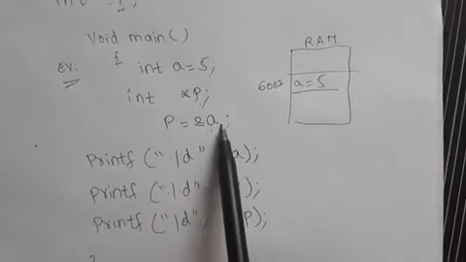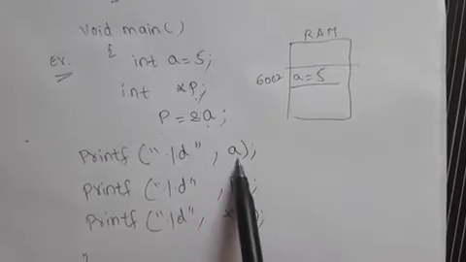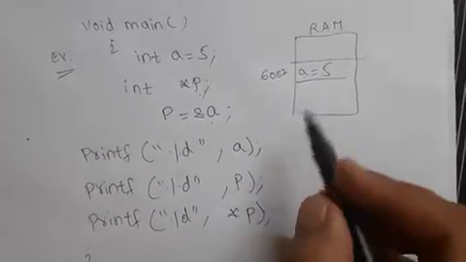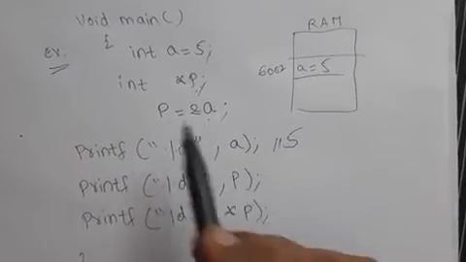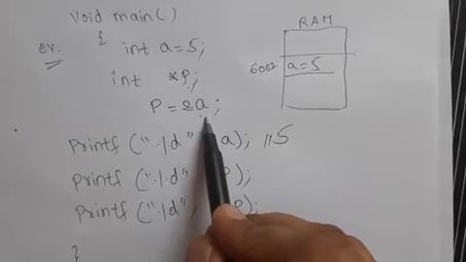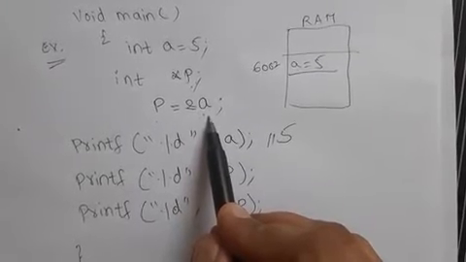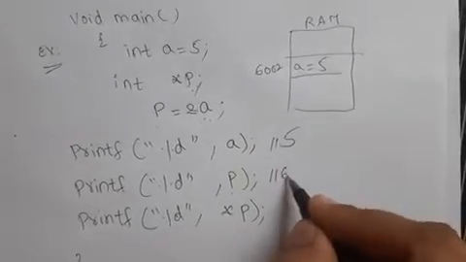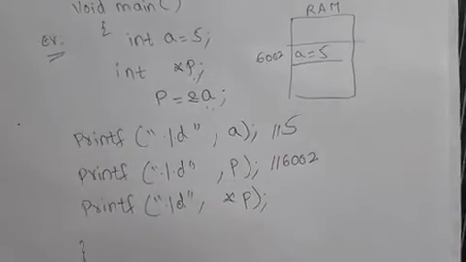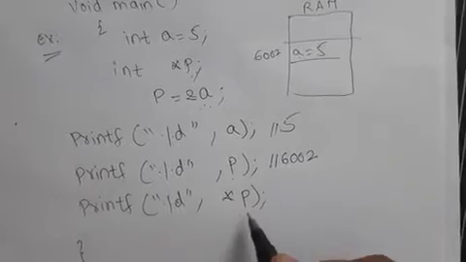Pointer is a variable which stores the address. So what can we expect for a? It is very simple. A contains 5, so it is going to print 5. What does p contain? P contains the address of a. So it is going to print the address of a, which is 6002. So what is star p?